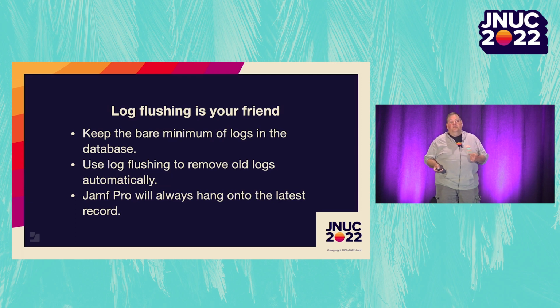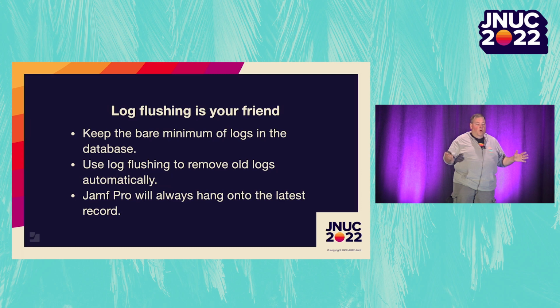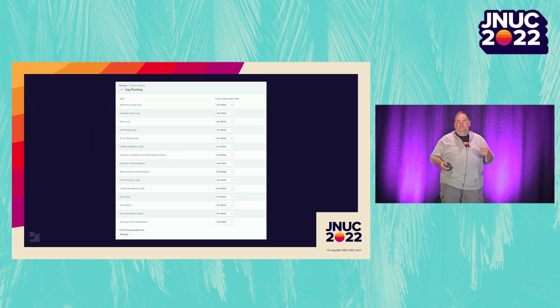Now, one important thing to know about this is that Jamf Pro is always going to retain the latest log it has for something. Even if the log in question should be flushed, it won't be as long as it's the latest event. An important exception is if you turned off information gathering on something. For example, if you turn off application usage logging, that will age out of the database and get flushed, because you've told Jamf Pro, I don't want this anymore, thus it's not going to hang on to it.